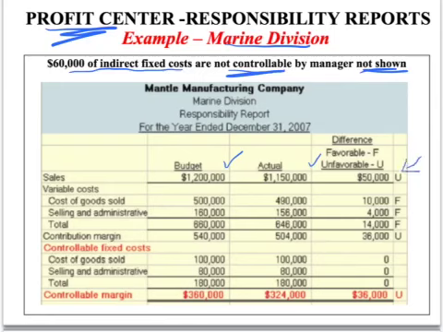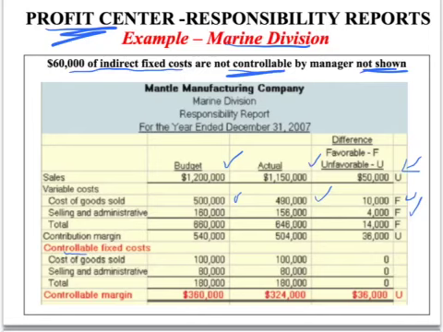As far as the costs go, the costs are broken into the variable costs and the controllable fixed costs. The variable cost of goods sold, $500, he came in at $490. While that is favorable, he actually sold less, so of course you would expect the variable costs to be a bit favorable. We're not talking about a flexible budget here.